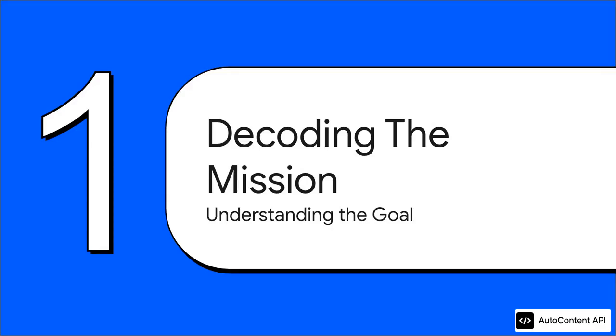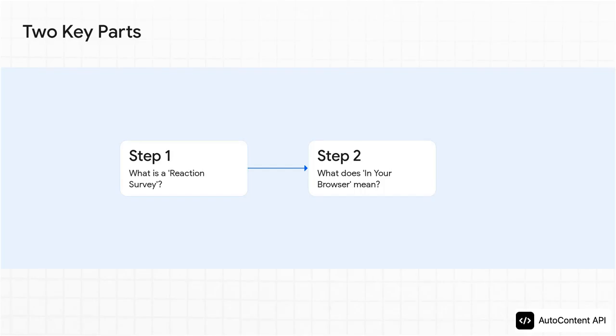So, first things first. Before we can build anything, we have to decode the mission. We need to translate that challenge into plain English so we're absolutely crystal clear on what we're being asked to do. When you really look at it, the mission has two key parts that we need to wrap our heads around before we can even think about writing a single line of code.